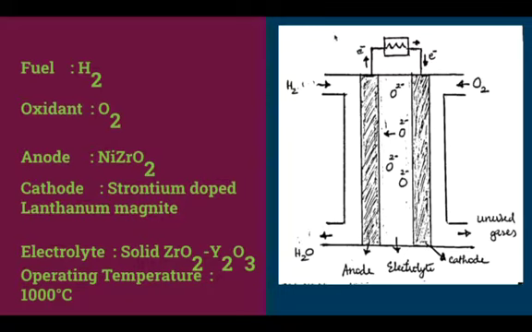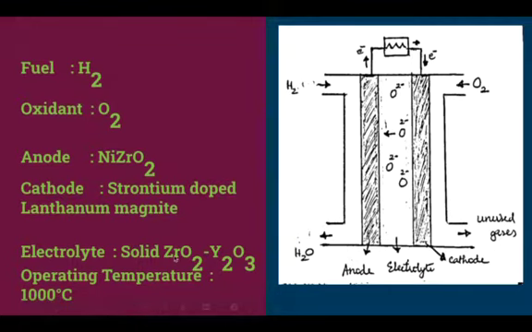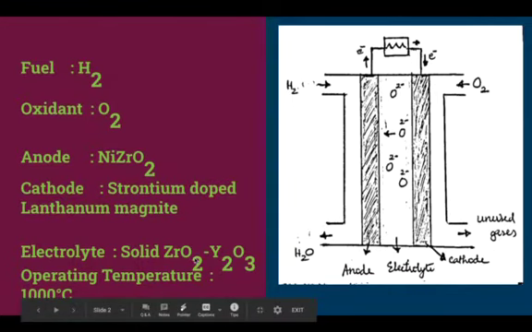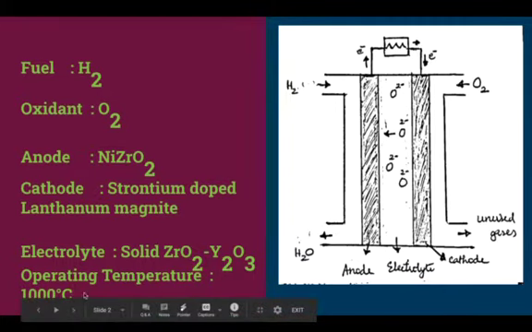In a solid oxide fuel cell, this is the fuel used, that is hydrogen, oxidant is oxygen, anode is nickel zirconium oxide, cathode is strontium doped lanthanum manganite, and the electrolyte used is a solid electrolyte, that is a mixture of zirconium oxide and yttrium oxide, or yttria doped zirconia. This is the most widely used electrolyte because of its sufficient ionic conductivity, chemical stability and mechanical strength. And the operating temperature is around 1000 degrees Celsius.